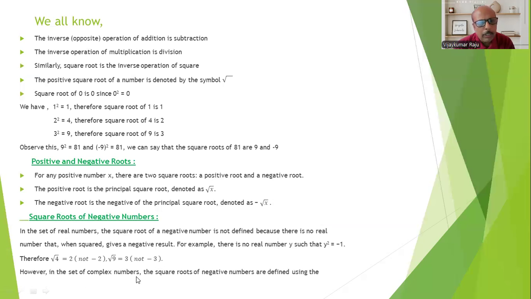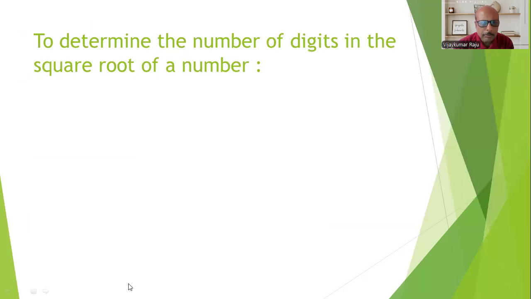However, in the set of complex numbers, the square roots of negative numbers are defined. So far we were talking about real numbers. There is another set of numbers called the complex numbers. There we use an imaginary unit i, and i is equal to root of minus 1. And once you put root of minus 1 and then root 9, then you will get 3 times root of minus 1. That is i that you will get.